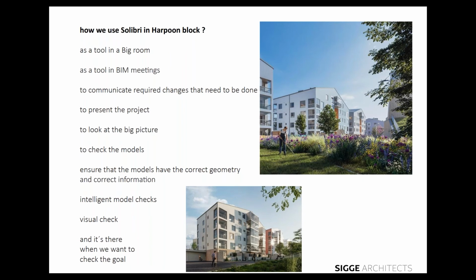We check the models with visual check and with predefined rule sets. And we ensure that the models have the correct geometry and correct information. And I think this is the core of BIM: right geometry and right information at the right time. And last, when we want to check the goal, we can always use the combined model.